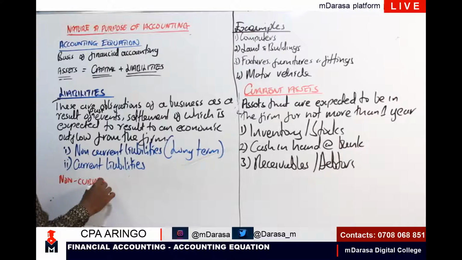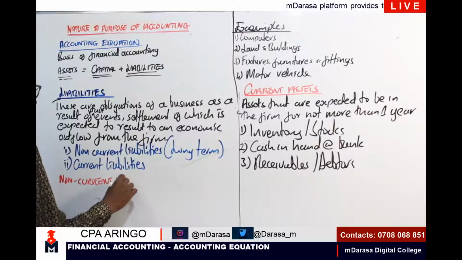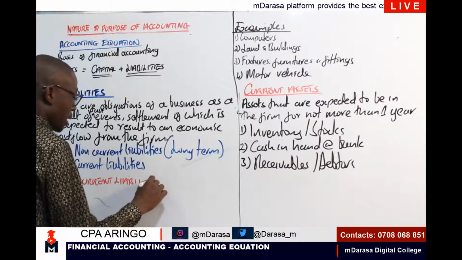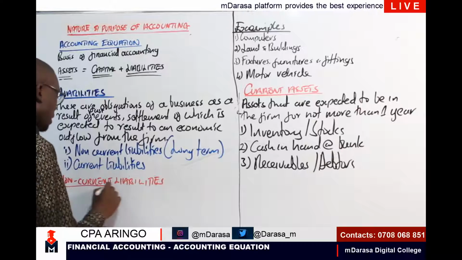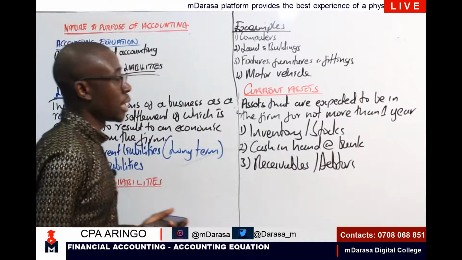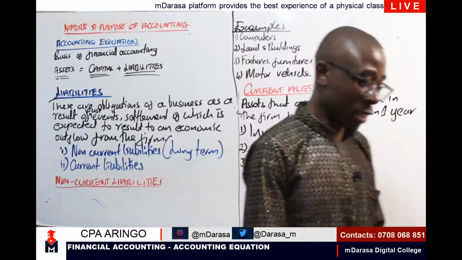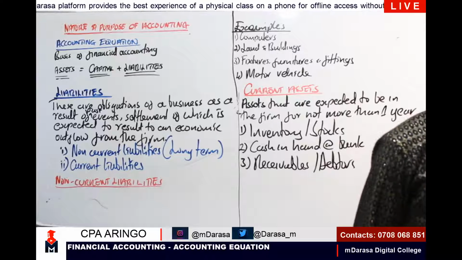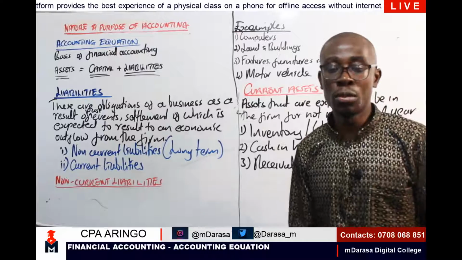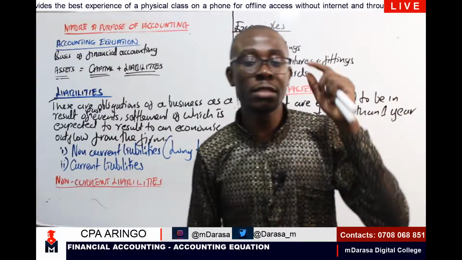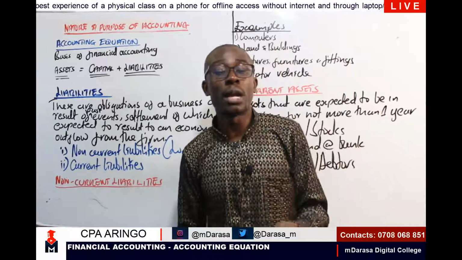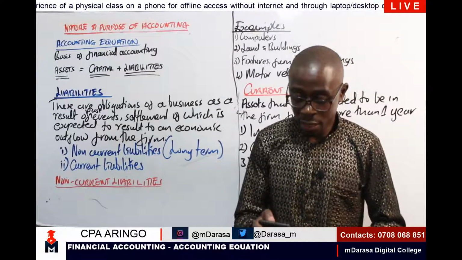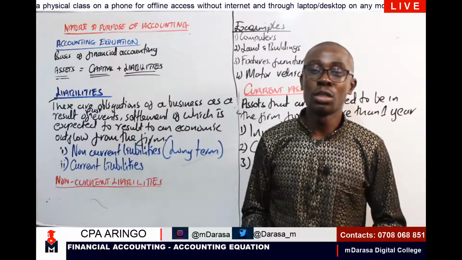Let us analyze what non-current liabilities entail. So non-current liabilities, my good students, are obligations that are expected to be paid for more than one accounting year.